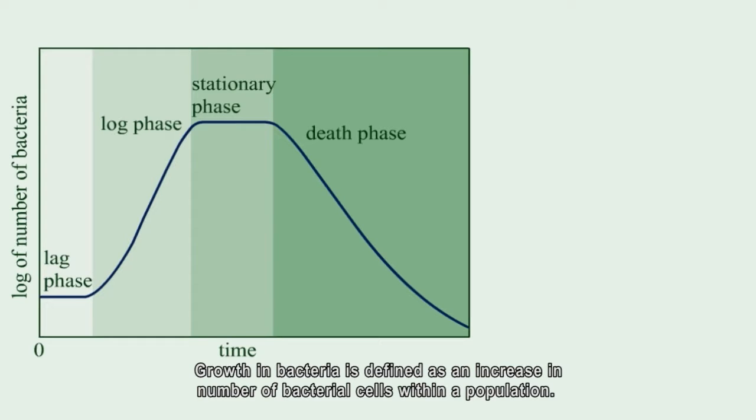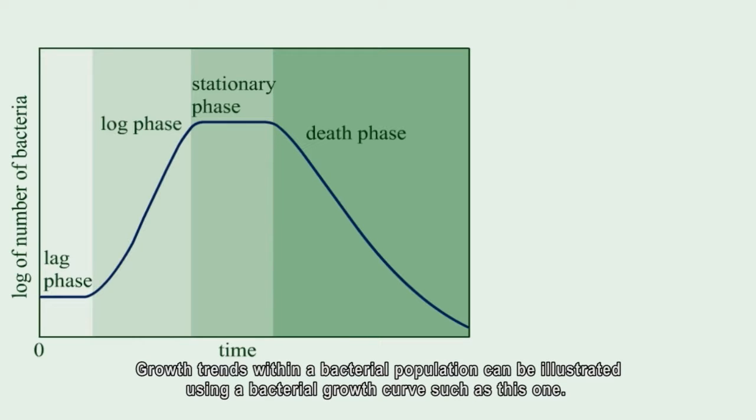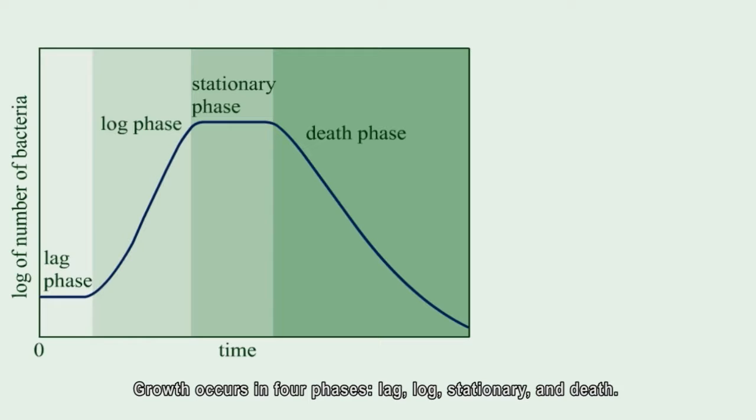Growth in bacteria is defined as an increase in the number of bacterial cells within a population. Growth trends within a bacterial population can be illustrated using a bacterial growth curve, such as this one. Growth occurs in 4 phases: lag, log, stationary, and death. Let's look at each phase of the curve to see what's happening.